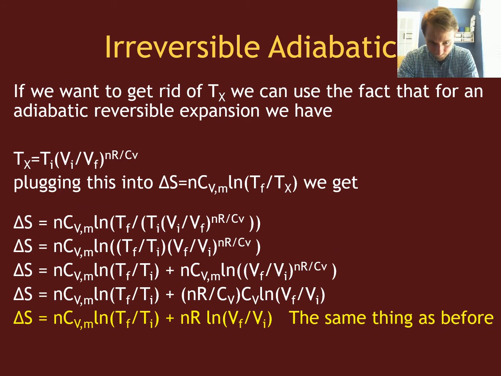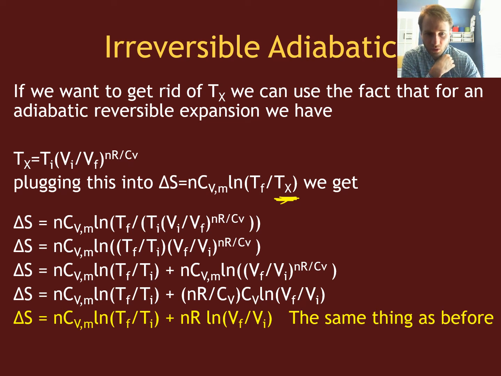So for that first step, we know that the entropy change is 0. For reversible adiabatic, the entropy change is 0, and so the entropy change for this entire process is just that N CVM ln T final over T initial, where in this case T initial is that intermediate temperature I'm calling Tx.